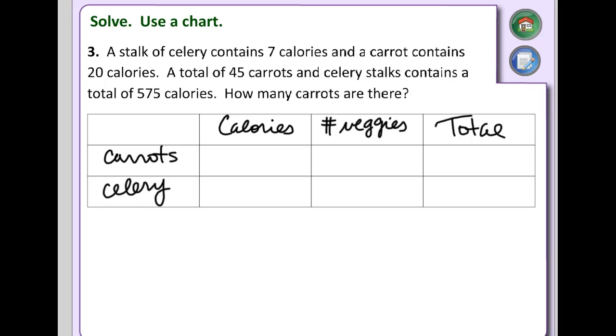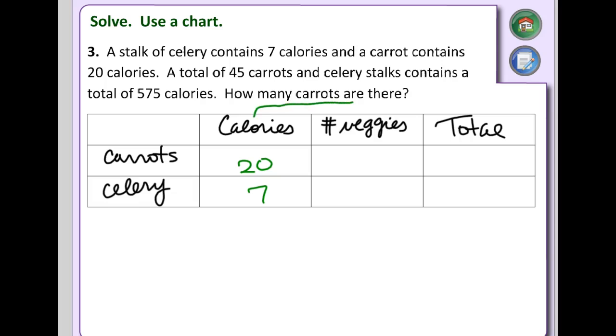Okay, so let's go up here and let's read the first sentence again. It says, a stalk of celery contains 7 more calories than a carrot, and a carrot contains 20 calories. So that's actually what we know, okay? We know that a carrot has 20 calories, and we know that a celery has 7, okay? And what are we trying to find? Well, we want to figure out how many carrots there are.